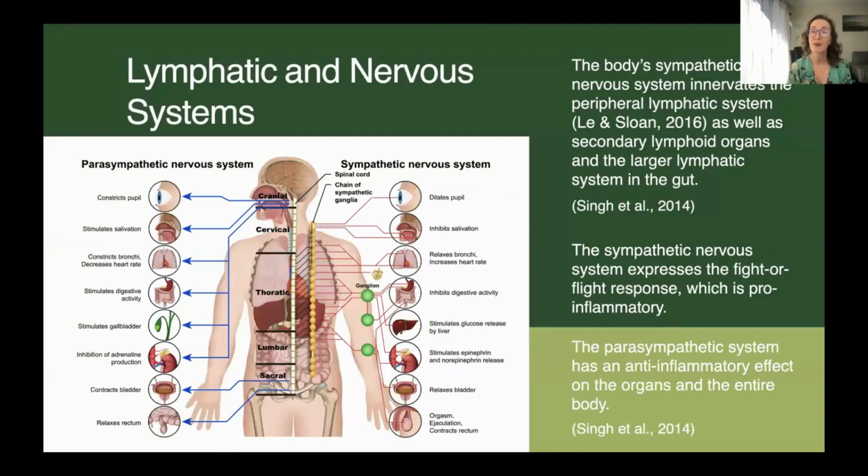The first reason why I want to focus on the whole client is because of this great and very busy graphic that we see of our lymphatic and nervous system. We see the parasympathetic nervous system and what happens when we as a person are relaxed, in that rest and digest part of our nervous system. We're able to decrease our heart rate. We're stimulating the digestive activity. We are relaxing the rectum, which allows us to efficiently eliminate.